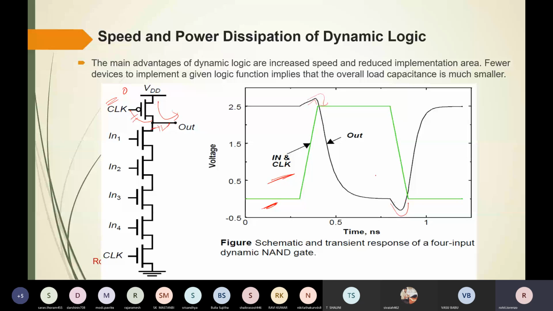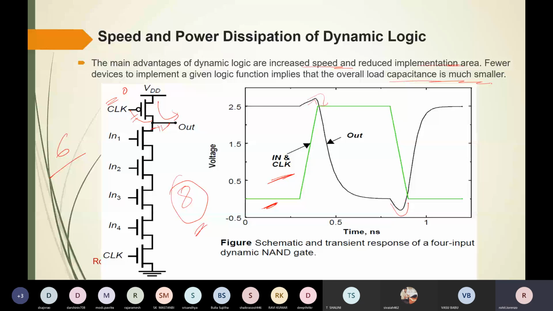The main advantages of dynamic logic are increased speed and reduced implementation area. If you compare with static CMOS, for a 4-input NAND gate designed with dynamic logic, the total transistor count is 6, but the same circuit designed with static logic will be 8. So overall, the area is reduced. Fewer devices implement the logic function, and the overall load capacitance is much smaller.